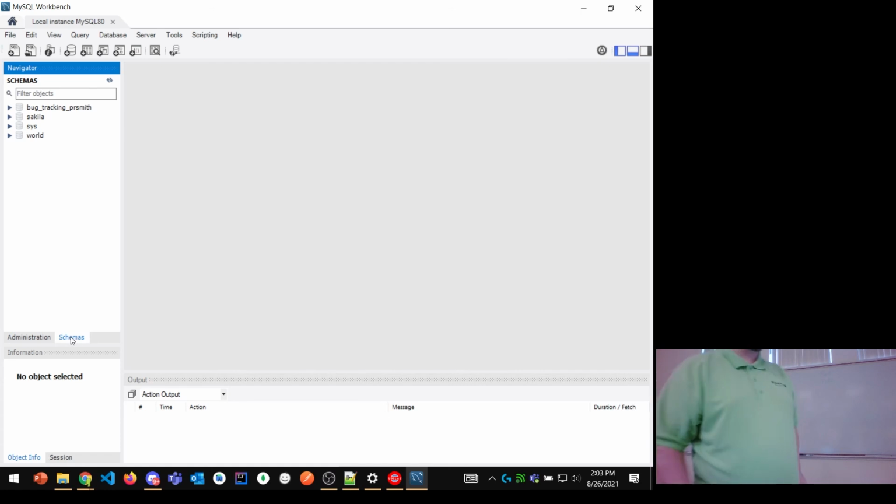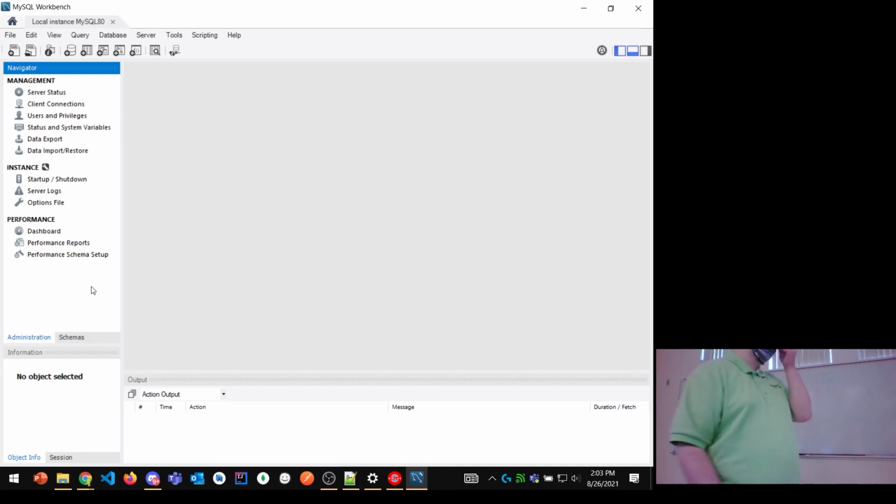Okay, so most of the work we do with this, we're going to make sure that we're in the schema tab. Schema tab is where we're going to do most of our work. The one thing that you can do under administration, and this is often helpful when you're doing web development, is you can work with users and privileges. And let me walk you through that real quick.